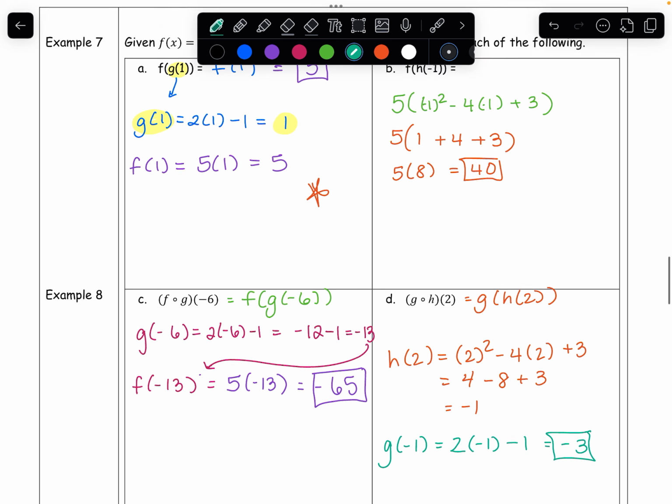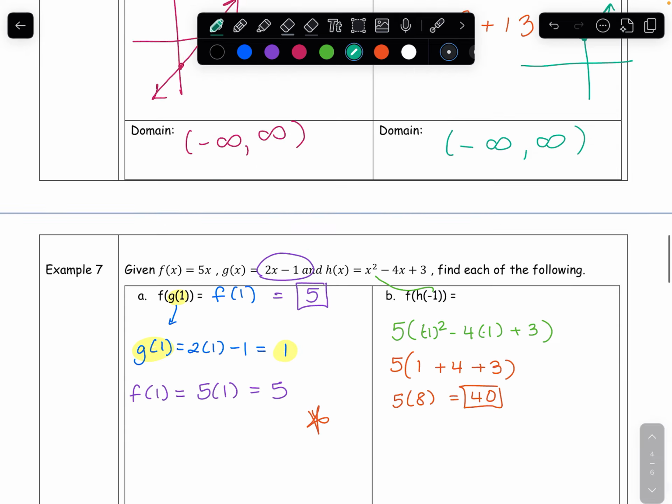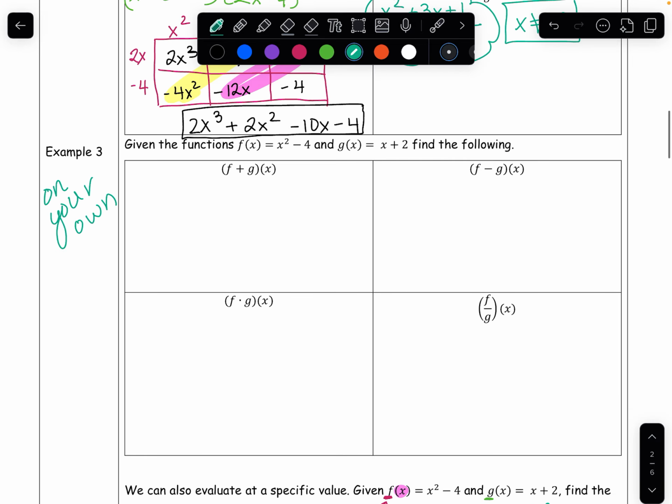So there are operations and compositions of functions. We are going to expand more on radical and inverse functions later in the unit. Please come to class with example 3 done and your questions. Look forward to it.